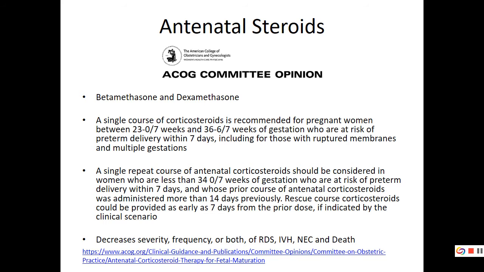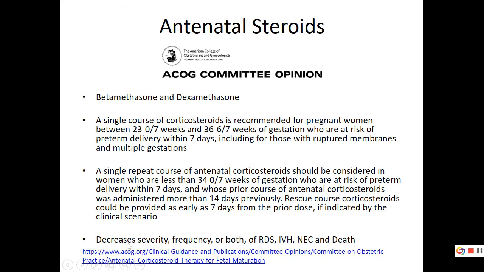So what we don't do is give them every week. And that was done long ago. I don't know the exact decade. I think it was the 70s or 80s. So when people gave weekly steroids to mothers at risk for preterm delivery, it did bad things like decrease the baby's growth and brain volume. So that's why we give one dose followed by perhaps a rescue dose. We're trying to reach that happy spot where the benefits still outweigh the risks.